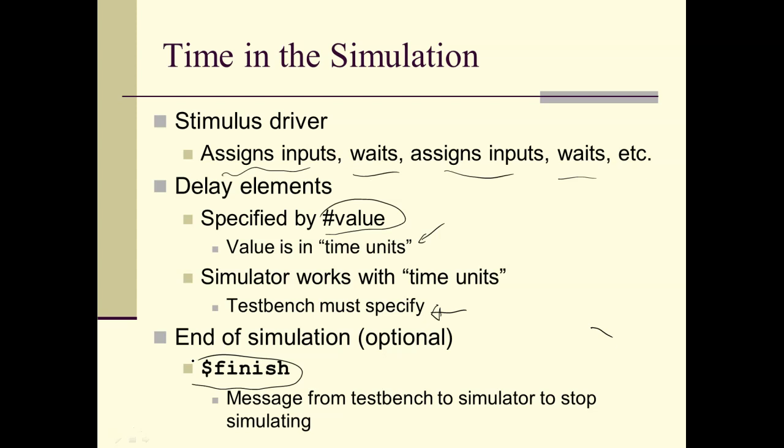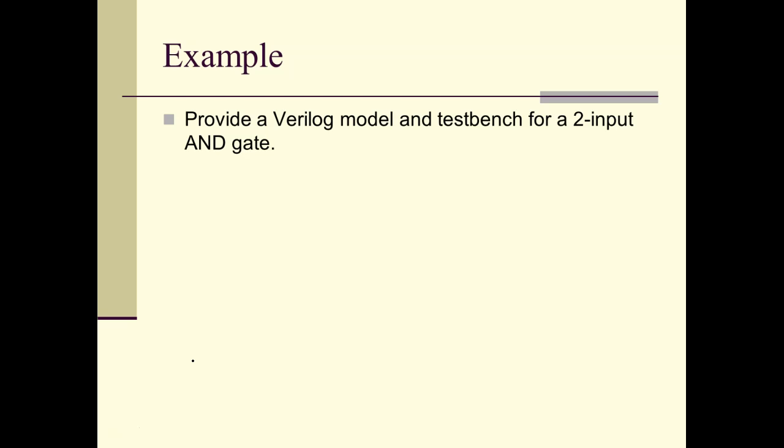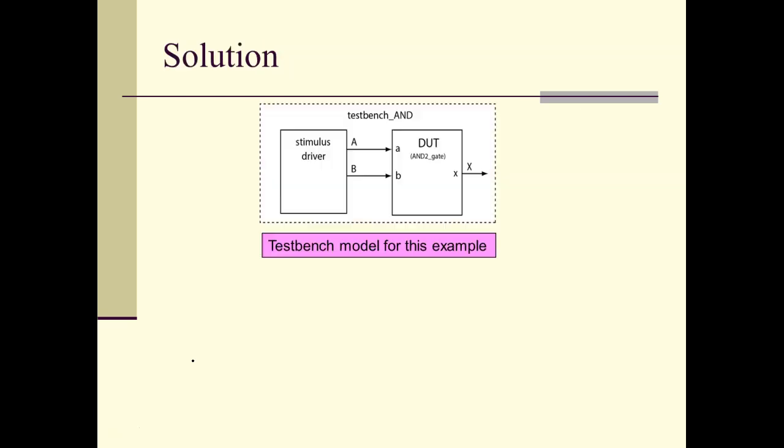So the best way to look at this is to do an example. And so let's do it. This is just a Verilog model and a test bench for a 2 input AND gate. So here we go. This is the modified version of our general model. Here's our stimulus driver. Here's our device under test.